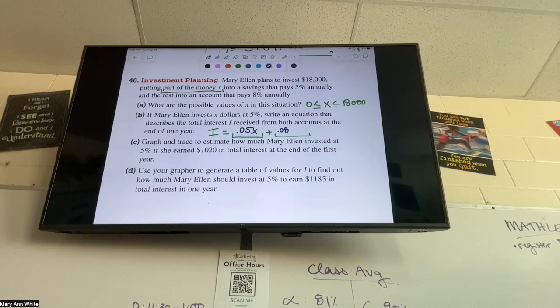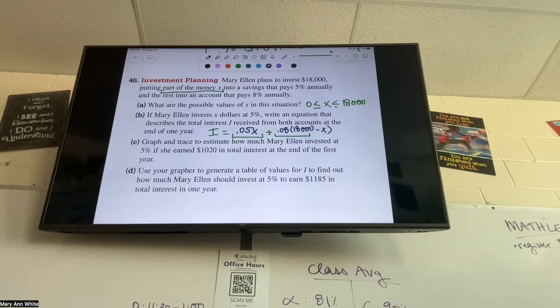We could use y. I'm going to argue I want to use the same variable, so I need an expression that uses x to tell me how much is left. So if she puts x in at 0.05, how much will she have left to put in the 8%? 18,000 minus x. Probably ran out of space here. We definitely could use y, however, I would rather us use one variable because I'm going to plug just one equation into my calculator. So I'm going to do 18,000 minus x. All right, that's my equation.